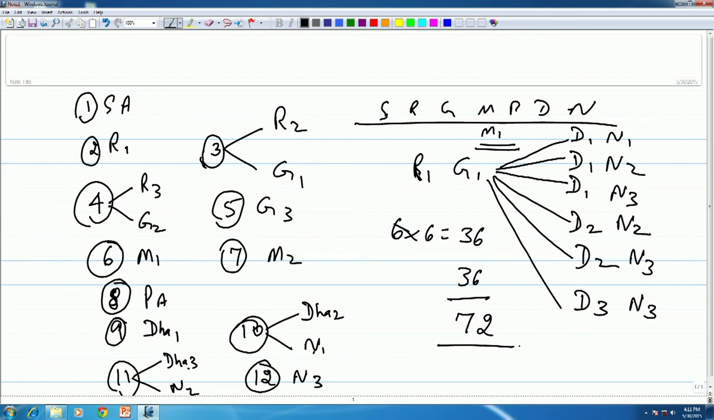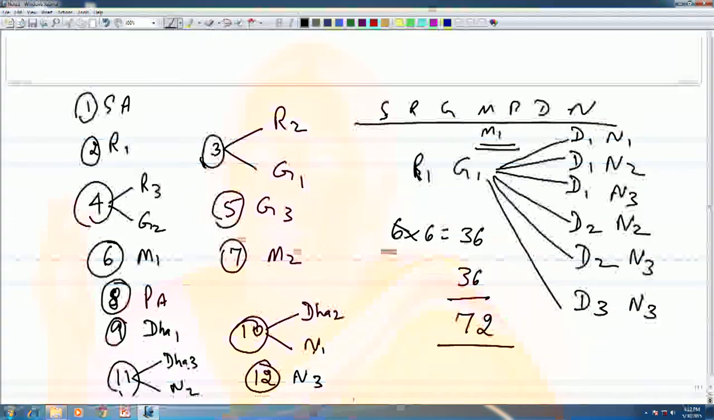This is the 72 Melakarta scheme as propounded by Venkatamakhin in his Chaturdandi Prakashika. Immensely influential work, and this idea is firmly entrenched in the minds of all Carnatic musicians, for the good and the bad.